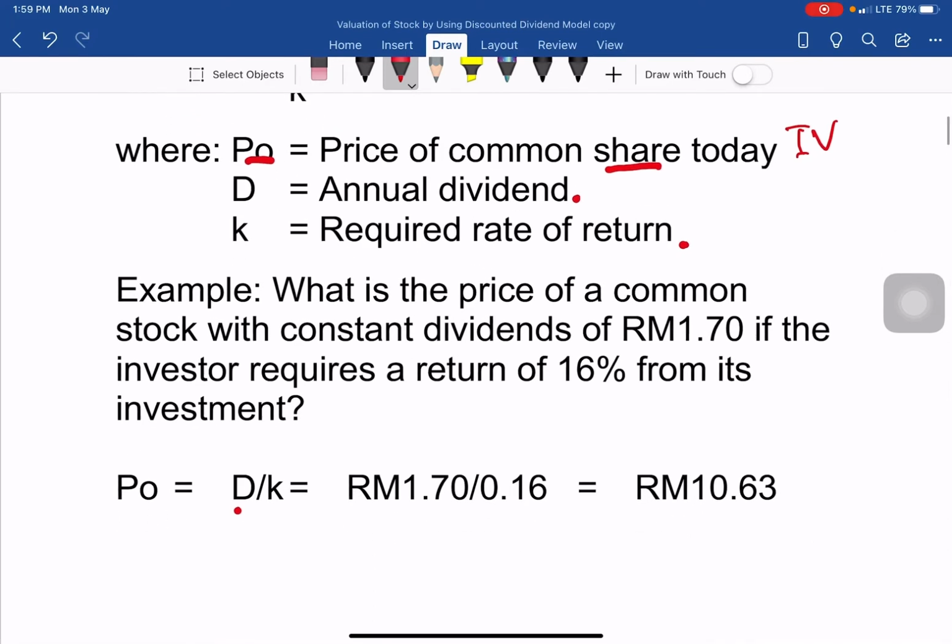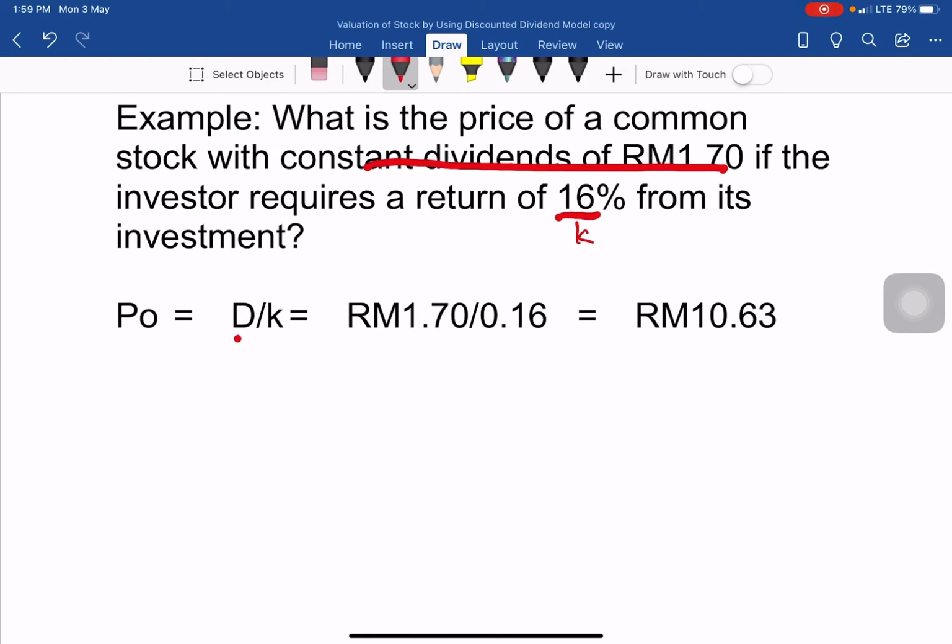Example: what is the price of a common stock with a constant dividend of RM1.70, if the investor requires a return of 16%? The 16% is the K. So the intrinsic value, or the P0, of this stock is equal to D, the annual dividend, divided by K, the required rate of return: RM1.70 divided by 0.16. So the intrinsic value of this stock is RM10.63, the maximum value that the investor is willing to pay for this stock.